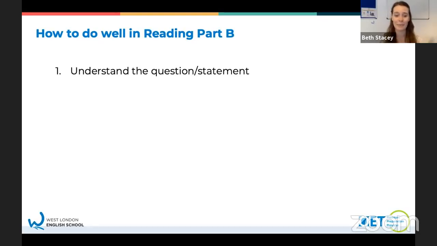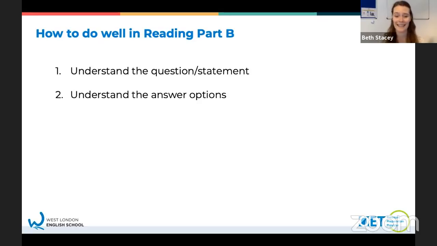Well, it's really important that you understand the question. Now with part B, you might get a question with literally a question mark at the end and the answer options, or it might be a sentence half where you need to match the sentence. And it's really important that you make sure you fully understand the question. That means go through it almost word by word and make sure that every word you understand, and you understand their relationship with each other.